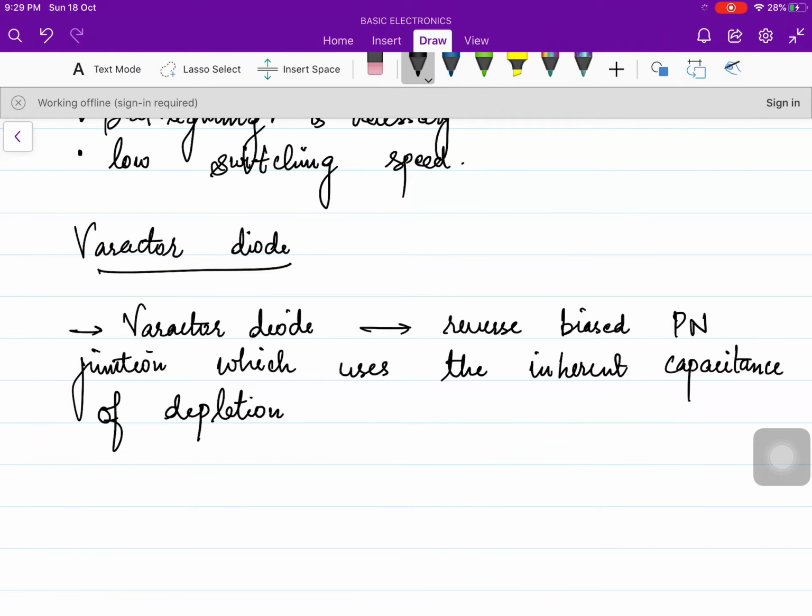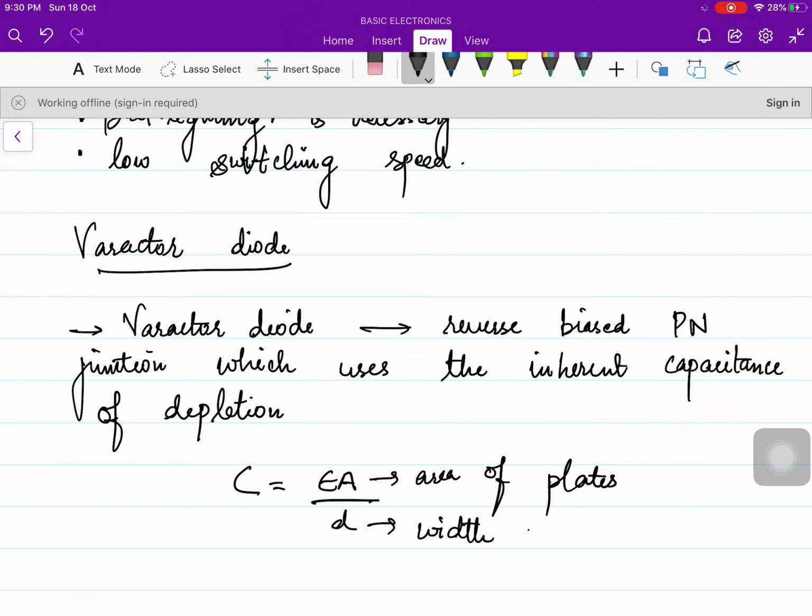When we were discussing the reverse biasing, we saw that, and we also discussed it during the PN junction or the diode capacitance, that when a diode is reverse biased, then P and N semiconductors act as the two opposite plates and the depletion layer acts as the dielectric medium. So this scenario is analogous to a parallel plate capacitor. And in the case of parallel plate capacitor, the capacitance is given by C equals epsilon A by D, where A is the area of plates and D is the width of depletion layer.